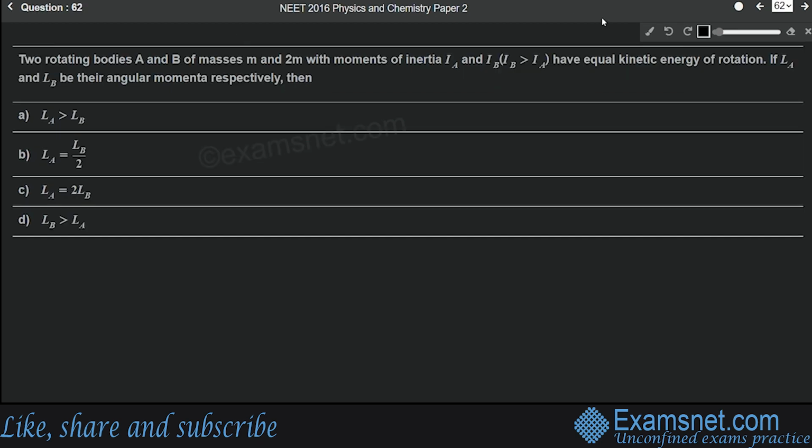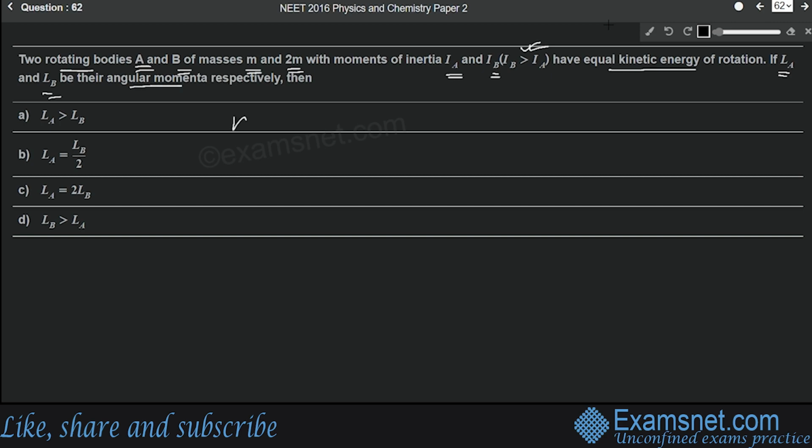Question number 62 is from the chapter Systems of Particles and Rotational Motion, and the question is: two rotating bodies A and B of masses m and 2m with moments of inertia IA and IB, where IB is greater than IA, have equal kinetic energy of rotation. If LA and LB be their angular momenta respectively, then?